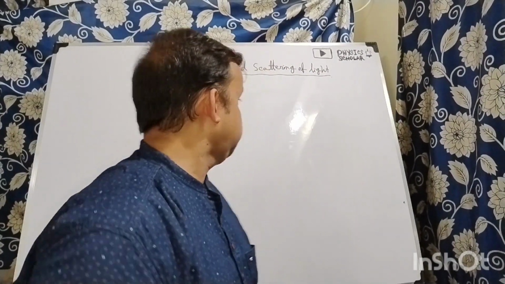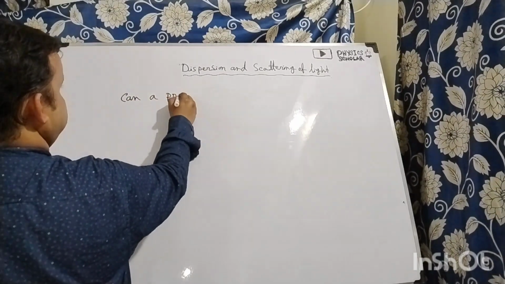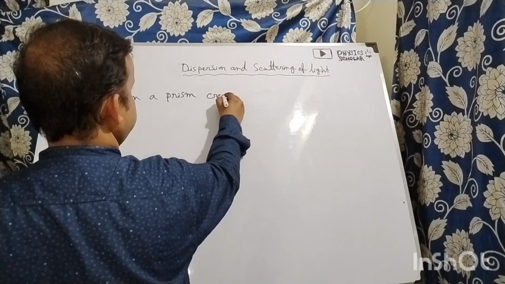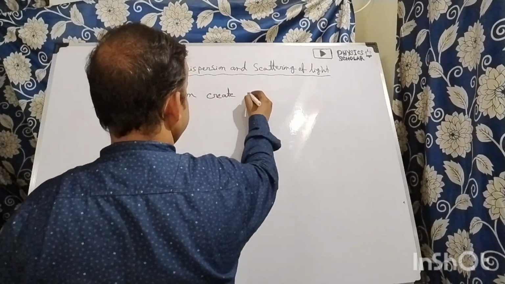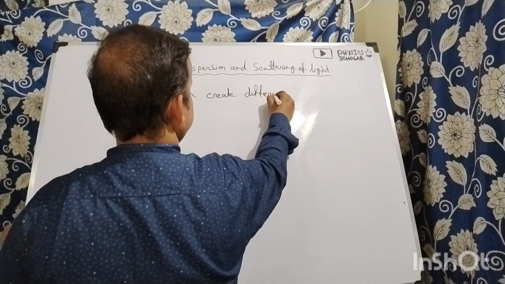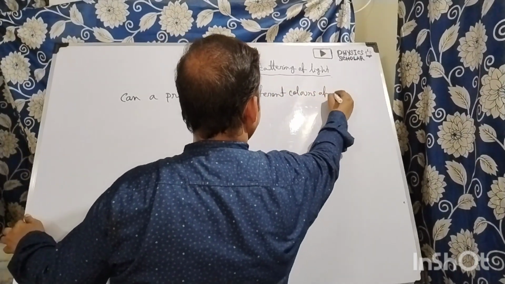Now next point: can a prism create different colors of light?